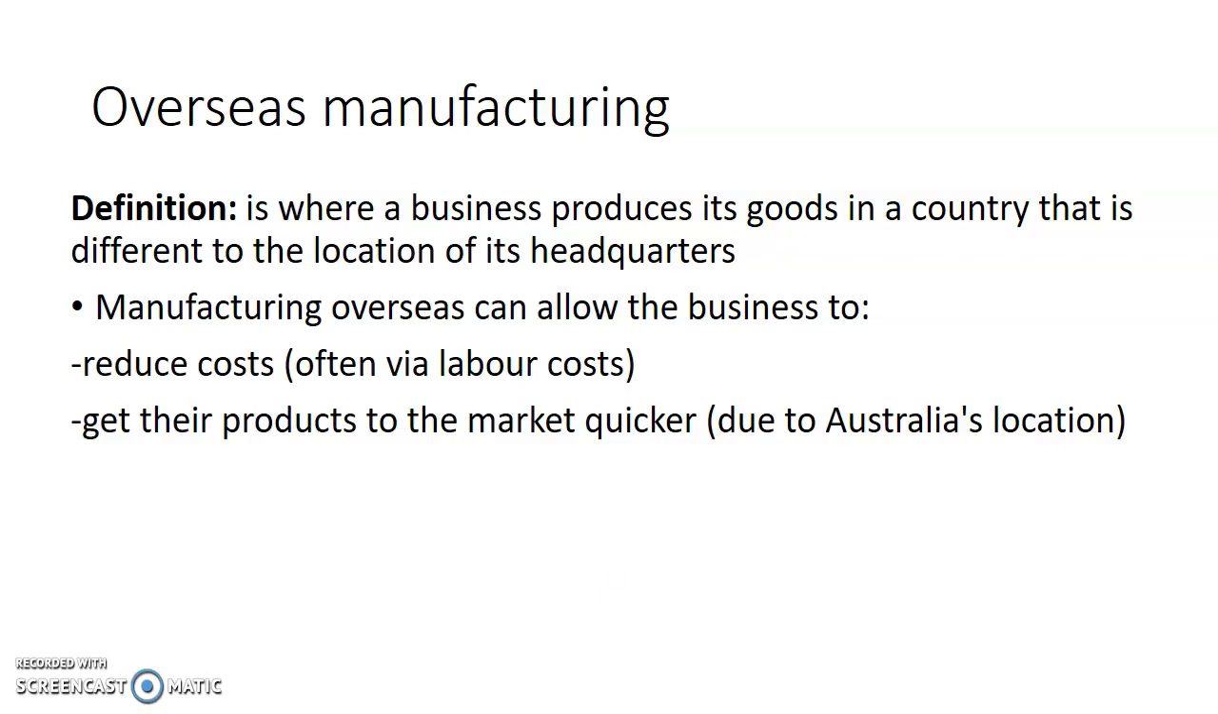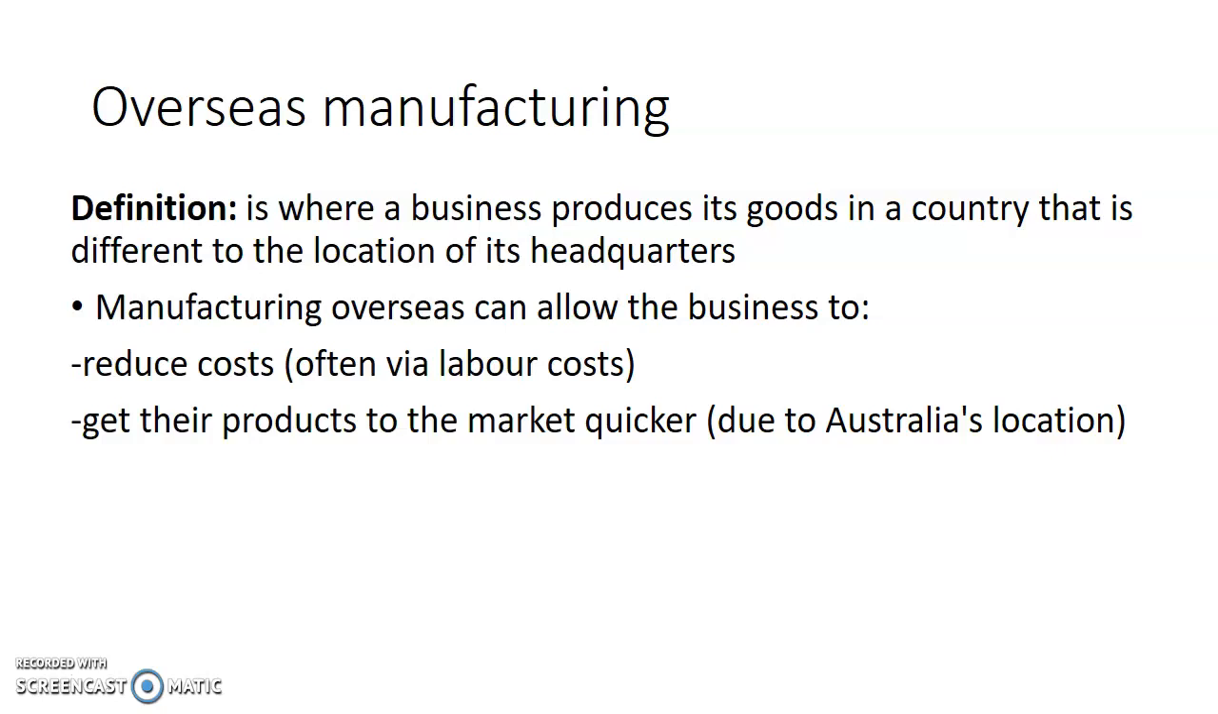Now overseas manufacturing, again, same as global sourcing of inputs. So overseas manufacturing is when you're actually manufacturing your goods in another country. Okay. Now it is also called offshoring, which means that a good is produced in one country that is different to the location of the business's headquarters. For example, if you have your business in Australia, you're actually manufacturing the goods in another country. Okay.